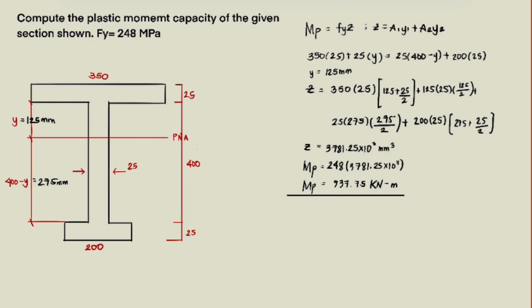So we can find the value of the plastic moment capacity. The value of Fy is 248. We will multiply it by Z. So the value of your plastic moment capacity is now equal to 937.75 kilonewton meter. So that's our analysis in finding the plastic neutral axis.